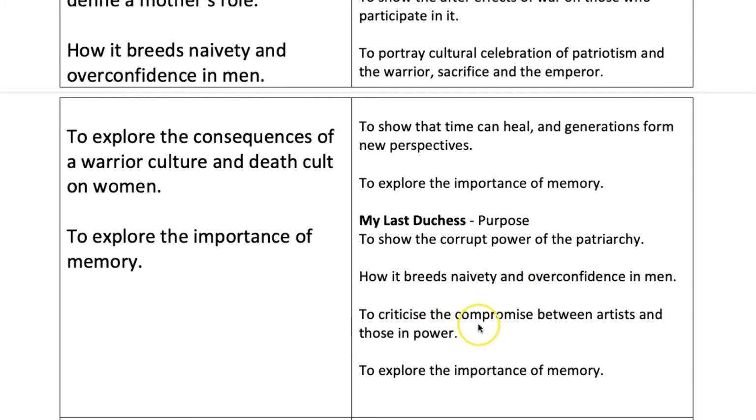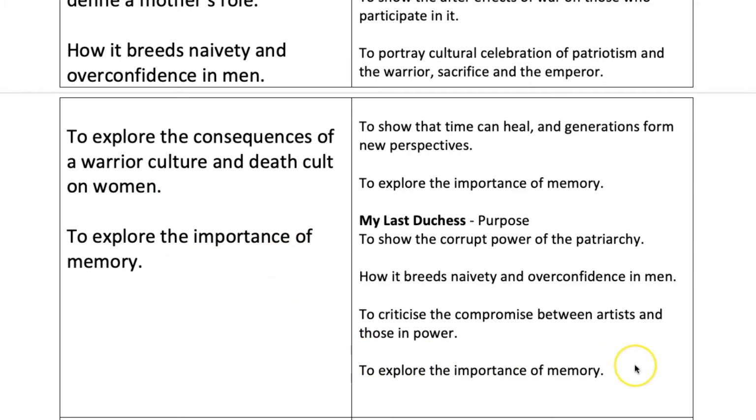It's written to criticise the compromise between artists and those in power. Well, this is the compromise between women and men's aspirations. So it's not about art, but it's very definitely about compromise. And it also explores the importance of memory. And at the end of the poem, we've got this feeling of impending tragedy, where we think the son has probably died.